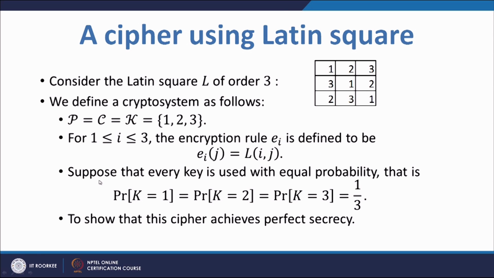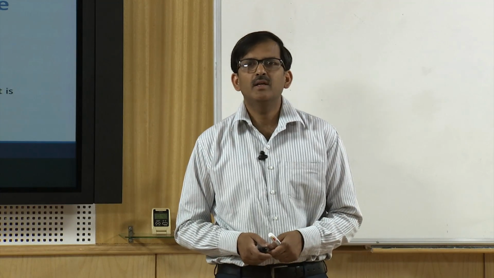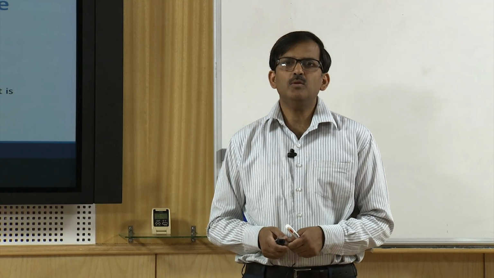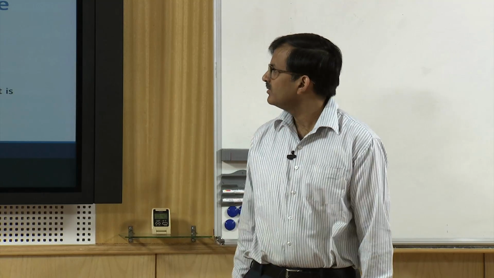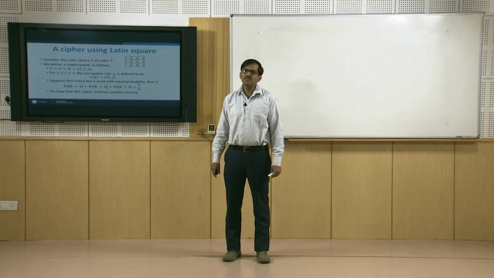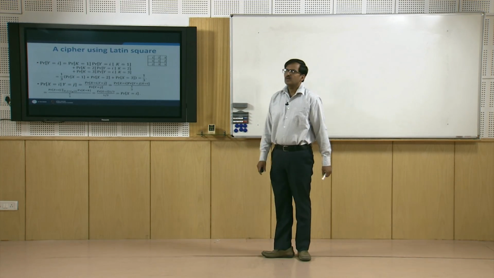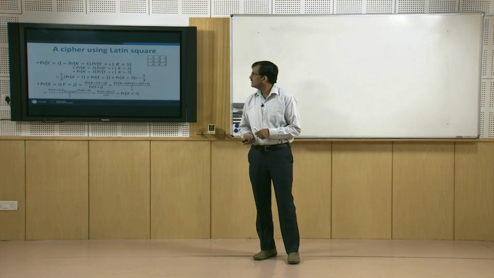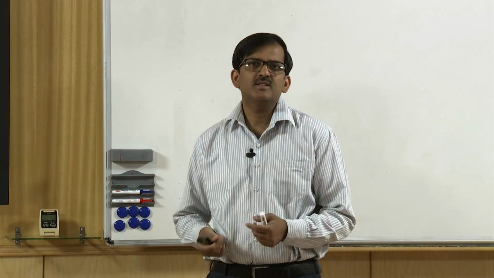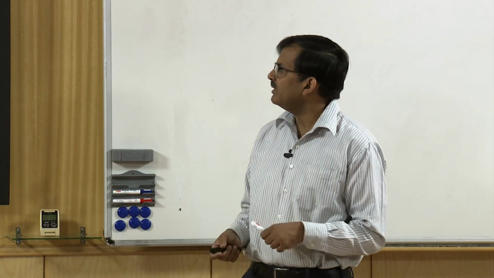Now, suppose that every key is used with equal probability, that is, the probability that capital K is equal to 1 is equal to the probability that capital K is equal to 2, is equal to the probability that capital K is equal to 3, equal to 1/3. So, keys are equiprobable. Now, we will show that this cipher system achieves perfect secrecy. In order to do that, we have to show that the conditional probability of x, that is the plain text, given any value of y, is the same as the probability of x. So, we will show that.